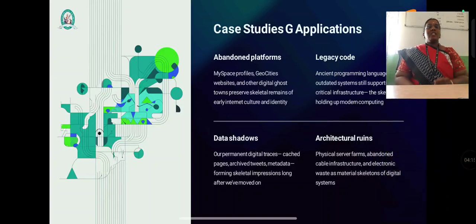This is where it is abandoned platforms and also legacy code, data shadows, architectural ruins. So abandoned platforms is nothing but digital ghost towns, preserving the skeleton remains of earlier cultures and identity. Legacy code is an old programming language which is hidden, and also data shadows is nothing but cached pages, inactive tweets, and also metadata formed. Fourth one is architectural ruins, which has physical server farms and also abandoned cable infrastructure.